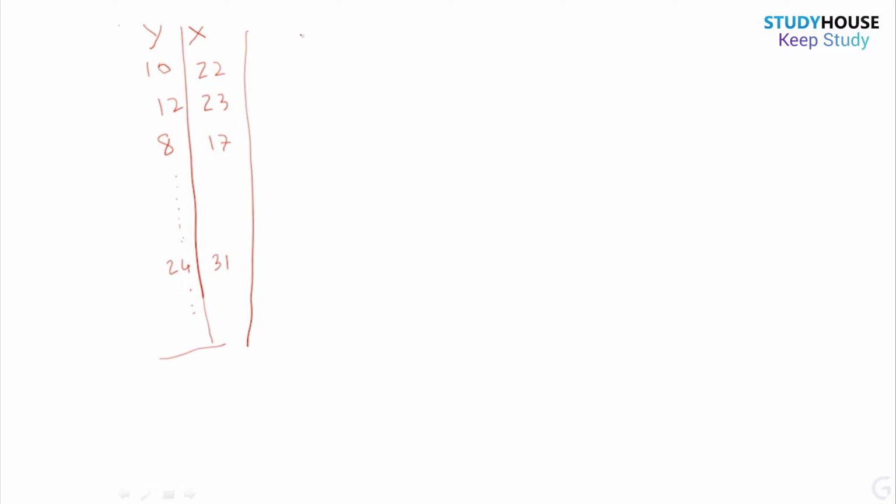So what do we mean by plot the scatter? Supposing we had plotted it on an xy plane. This is my x and this is my y. Let's try and plot these observations. The first one is y equals 10, x equals 22. So suppose this is the first observation. Then the second observation is 12 and 23, so it's roughly out here. The third observation is 8 and 17. It's here. Then you have 24 and 31. It's probably somewhere around here. So basically, if you plot all of them, you are going to get scatters all over the place. That's how the observations will look.